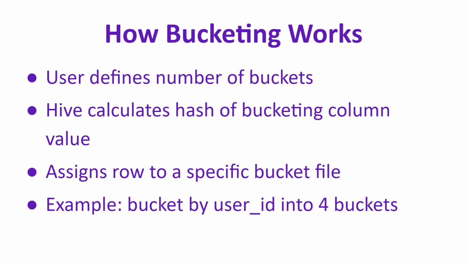When you define a table, you specify the clustered by column and the number of buckets. Hive then uses a hash function on the column value and distributes the rows across the buckets. Example: create table sales (customer_id int, order_amount double) clustered by (customer_id) into four buckets stored as ORC. In this example, data is bucketed into four files based on the hash of the column.